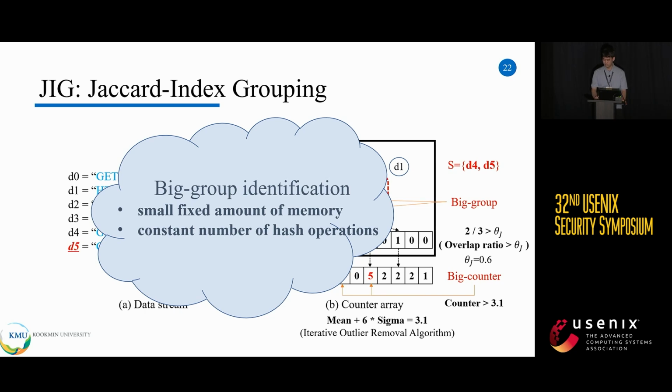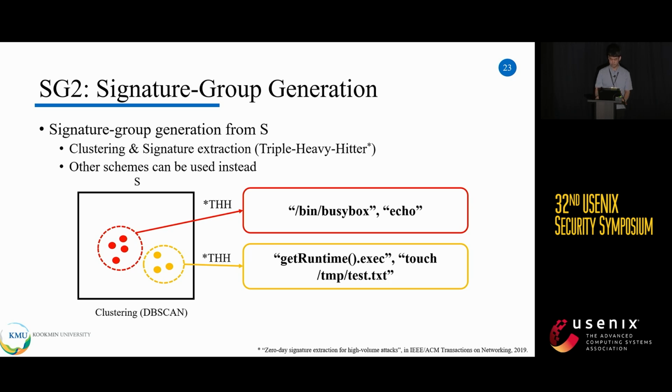In the check compound, we can identify big groups with a small fixed amount of memory and a constant number of hash operations. Next, in the SGD compound, we make clusters from S that include the data belonging to big groups. Because we filtered out non-big group data in the check compound, the clustering over S can be finished very quickly.